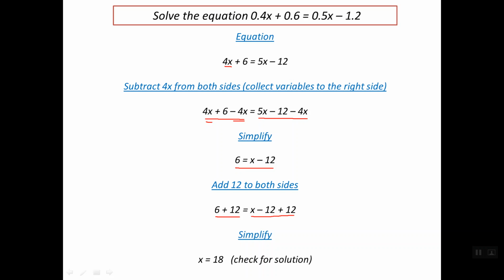You can check this solution by substituting this value of x in the above linear equation. That's all about solving a linear equation where the coefficient of the variable is a decimal.